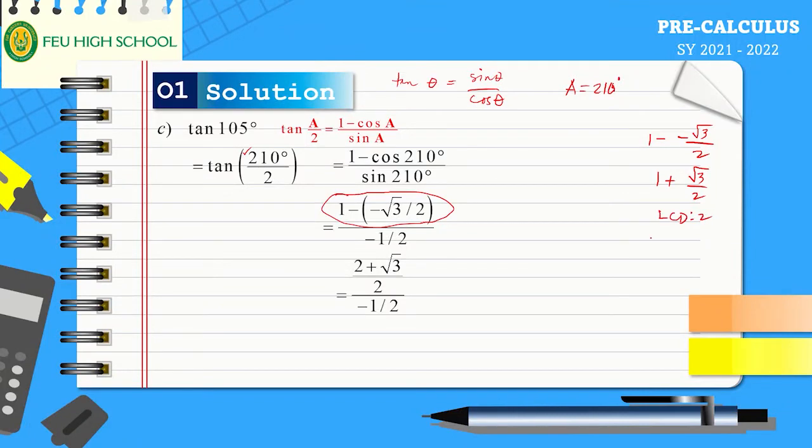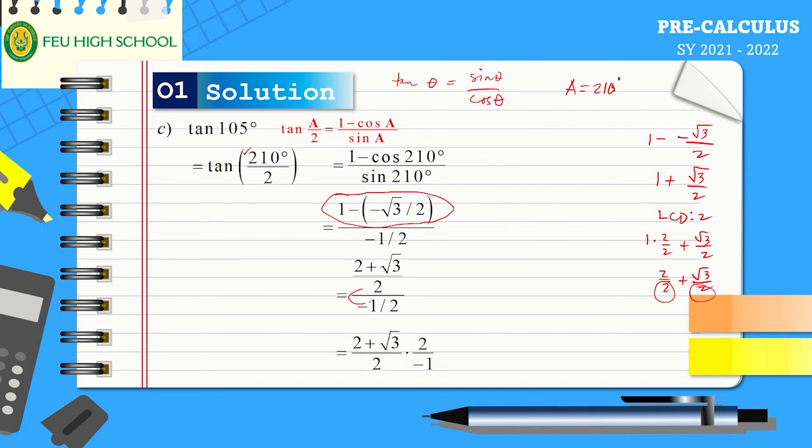So, magiging 1 times 2 over 2. So, magiging 2 over 2, plus square root of 3 over 2. Kasi yung 2 over 2 natin, 1 lang din naman yan. So, we're just writing it into its equivalent fraction. It might look different, but in terms of value, it's the same. Yung kagandahan lang, meron na tayong dalawang pareho na denominators. So, that's why naging 2 plus square root of 3 over 2.